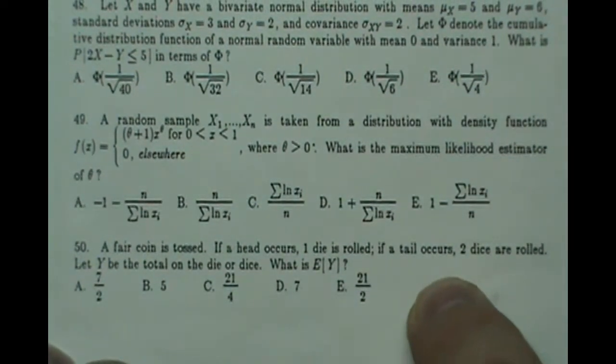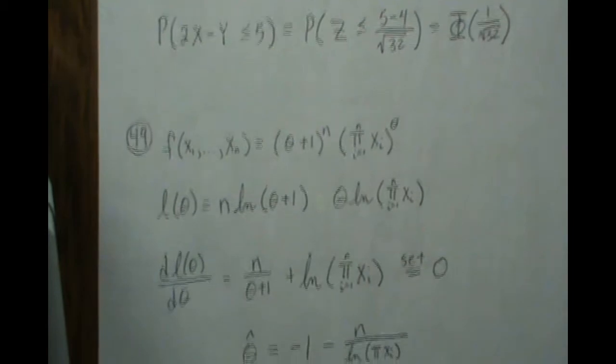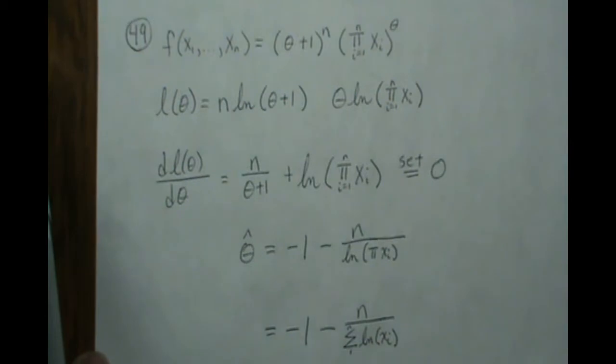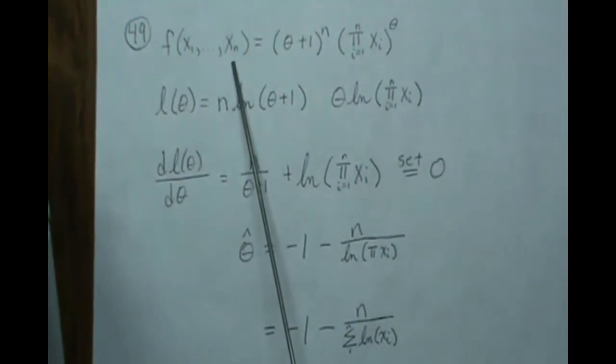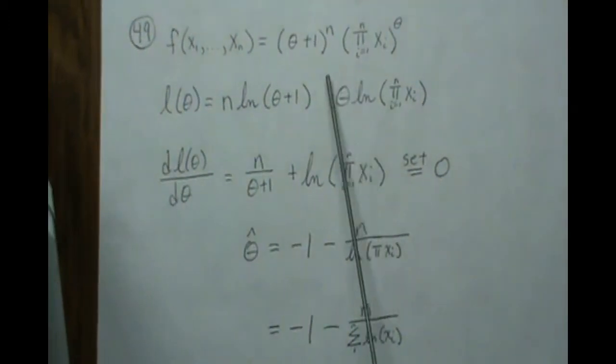Number 49: a random sample x1 through xn is taken from a distribution with density function f of x given there, x between 0 and 1 and theta greater than 0. What is the maximum likelihood estimator of theta? Number 49, we're asked to find the maximum likelihood estimator of this. First of all, we have to find the joint density of our data. That means take the product of each of the marginals, and we get this.